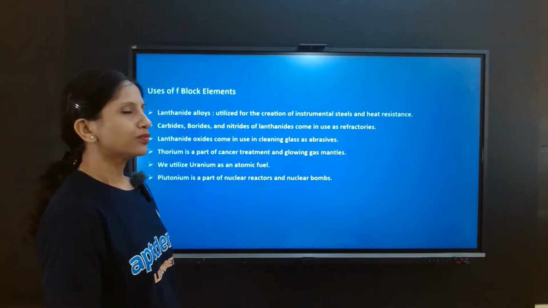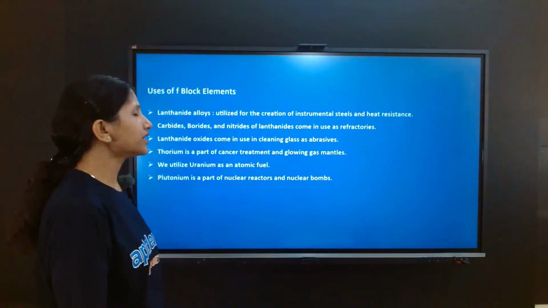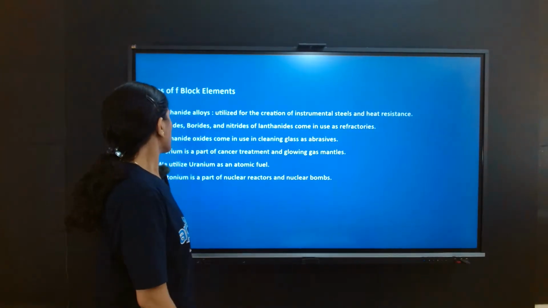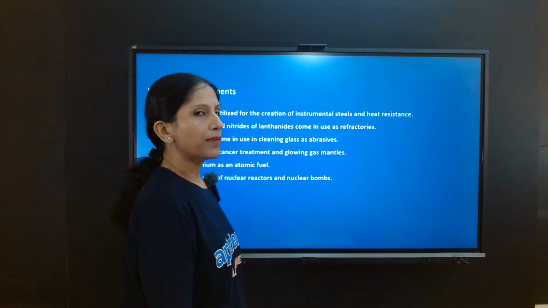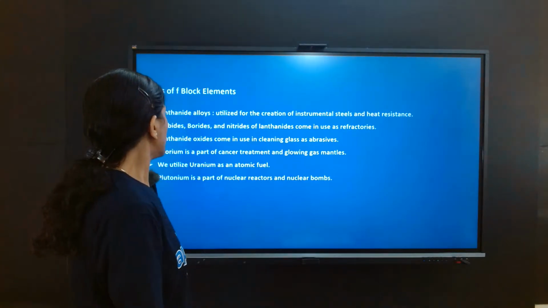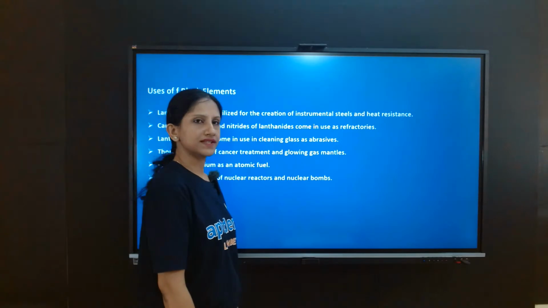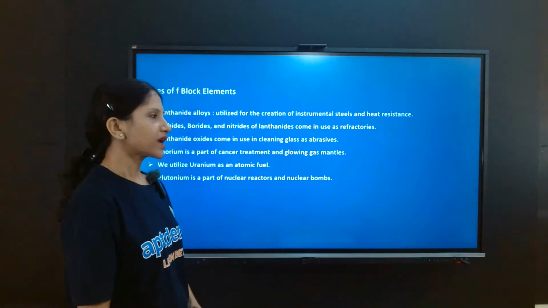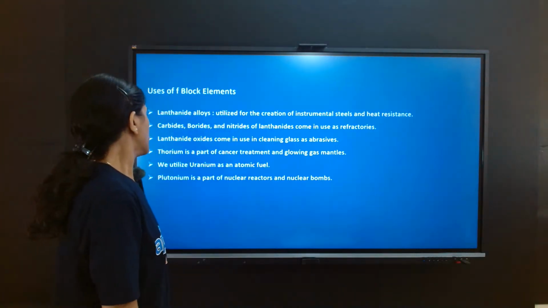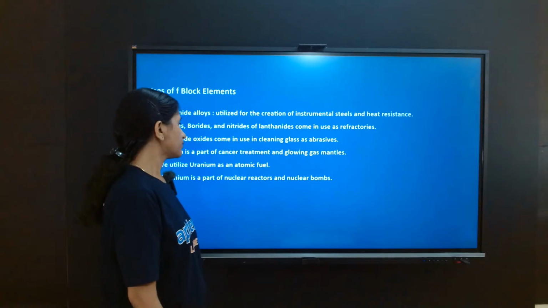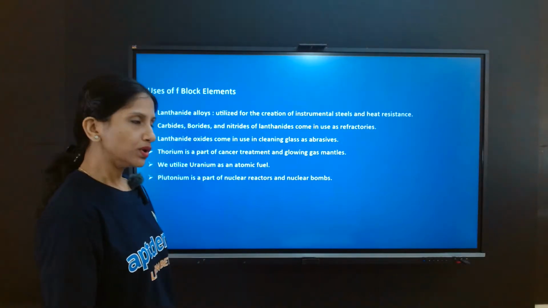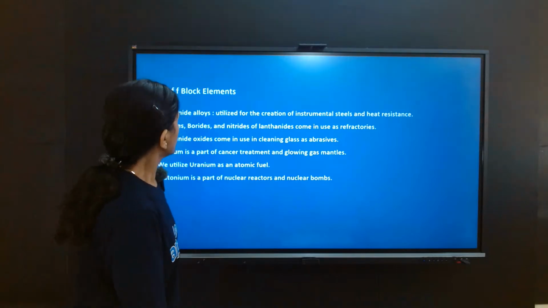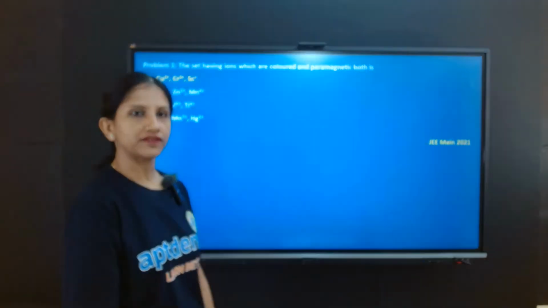Now let's come to the usefulness of some F block elements. Lanthanide alloys basically are utilized for the creation of instrumental steels and heat resistance. Carbides, borides and nitrides of lanthanides may come in use as refractories. Lanthanide oxide can be used in cleaning glass as abrasives. Thorium can be used as a part of cancer treatment. You can imagine that, and it can also be used for glowing gas mantles. We can use uranium, which is a radioactive element, as atomic fuel, and plutonium can be used as a part of nuclear reactors and nuclear bombs. So, I think you have enjoyed this part about the usefulness of the D and F block elements.